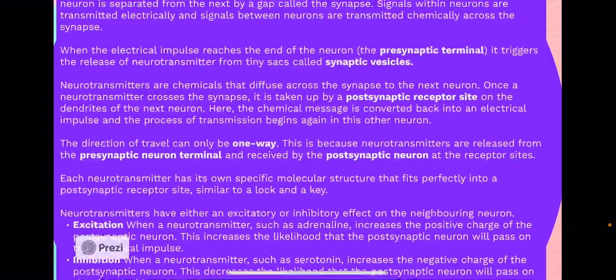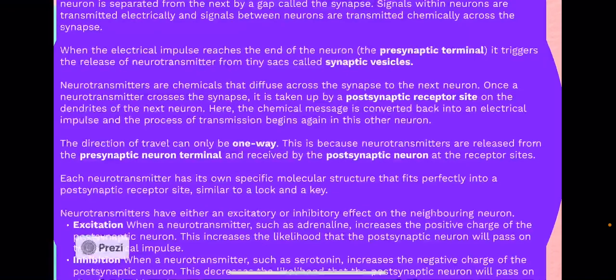Now, there has been an exam question before asking why the process of synaptic transmission can only work in one direction. The direction of travel can only be one way. This is because neurotransmitters are released from the presynaptic neuron terminal and received by the postsynaptic neuron at the receptor sites. So that's the answer to that exam question. Each neurotransmitter has its own specific molecular structure that fits perfectly into a postsynaptic receptor site, similar to a lock and key.